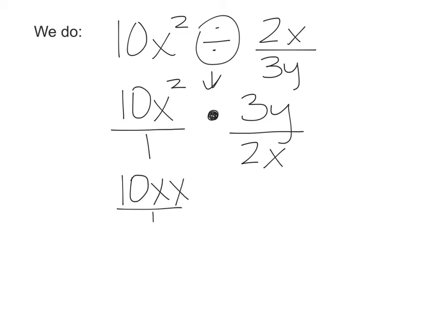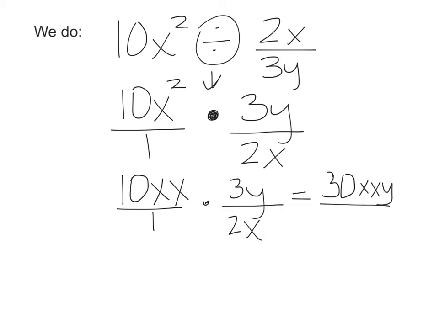x over 1 times 3y over 2x. Okay, so let's go ahead and multiply those across. So 10x times x times 3y would be what? What's 10 times 3? 30. And then x, x, y, we could rewrite, or we'll just keep it. x, x, y over 1 times 2x is 2x.